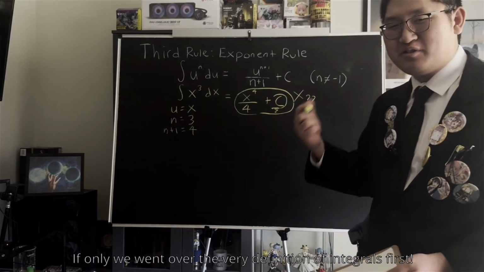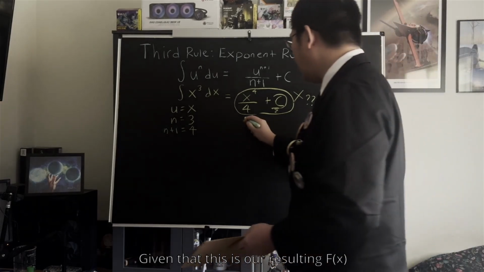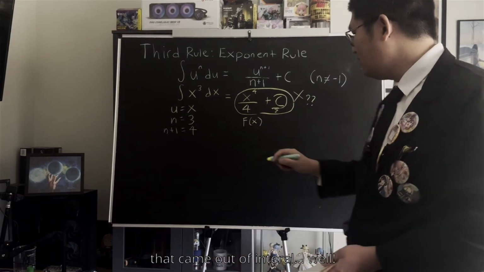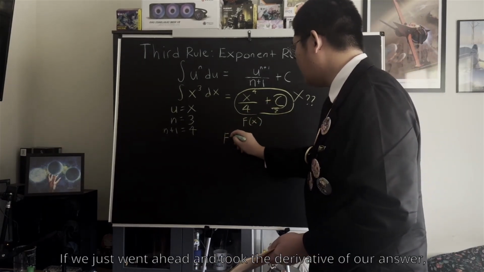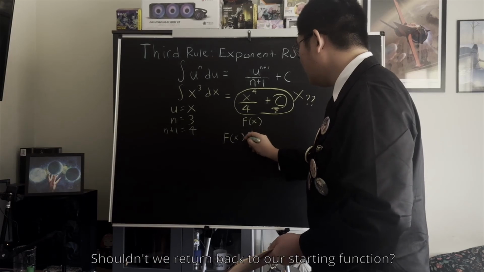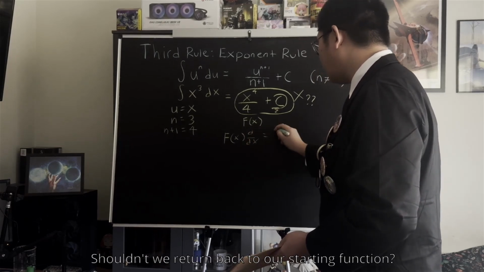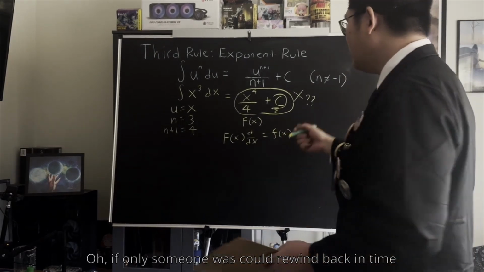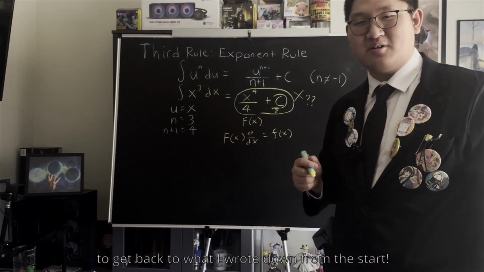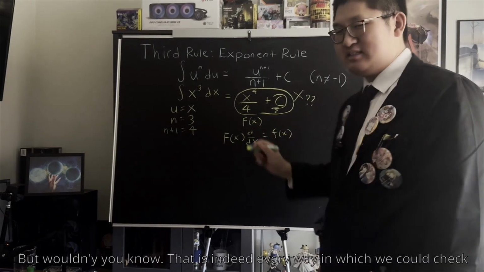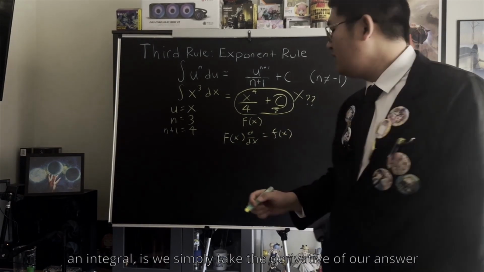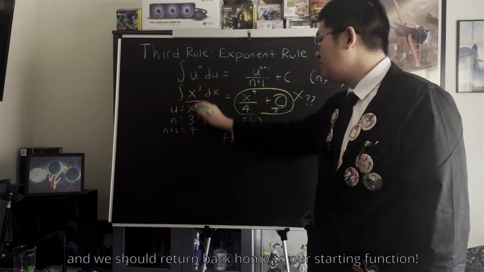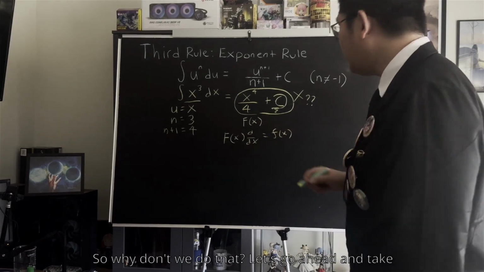If only we went over the very definition of integrals first. Given that this is a resulting capital F of x that came out of our integral, well, if we just went ahead and took the derivative of our answer, shouldn't we return back to our starting function? Oh, if only someone could rewind back in time to get back to what I wrote down from the start. But wouldn't you know that that is indeed every way in which we can check an integral: we simply take the derivative of our answer and we should return back home to our starting function. So why don't we do that?